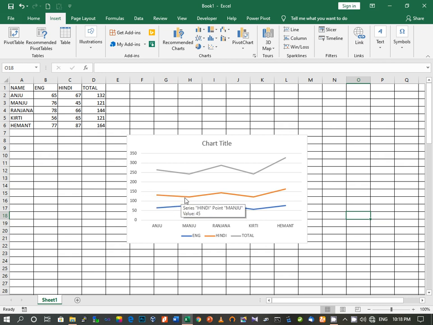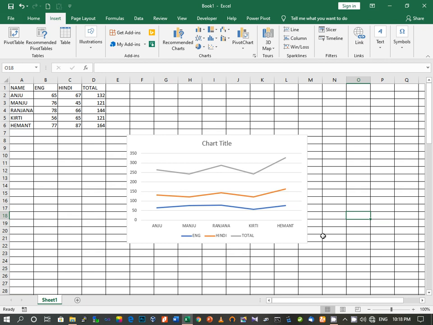Then this is coming down as Manju got less, 45, so this is coming down. Again Ranjana, it's going up because she got 66. Then Kirti, again there is a very slight difference, so Kirti's line is coming down. Then Hemant's mark is very high as compared to Kirti's mark, so this is going up. In this way the total marks is also represented, and you can check how these lines are made. So this is your line chart.